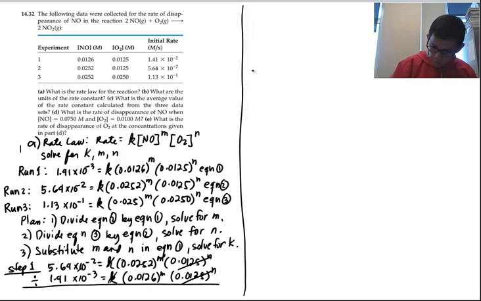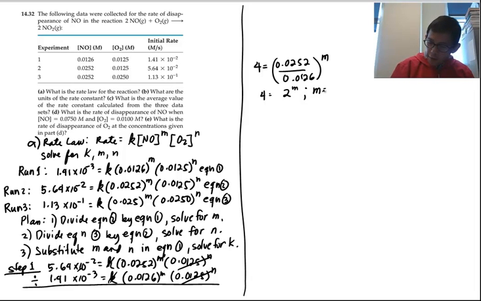So that becomes 4 is equal to 0.0252 over 0.0126 raised to the m. So 4 is equal to 2 to the m, and it follows that m is equal to 2. Next, let's do step 2.